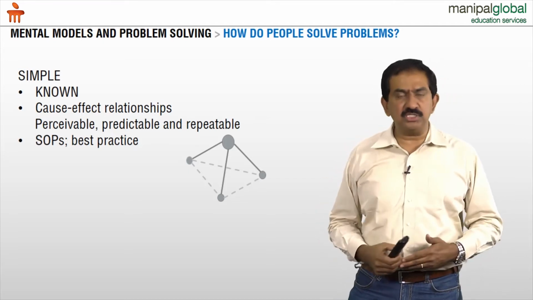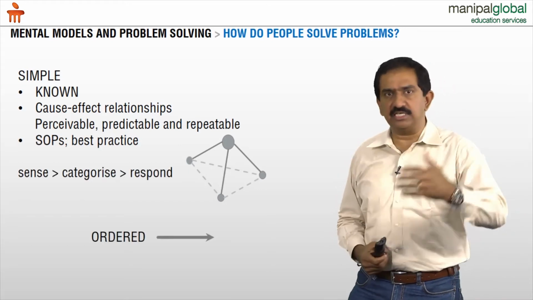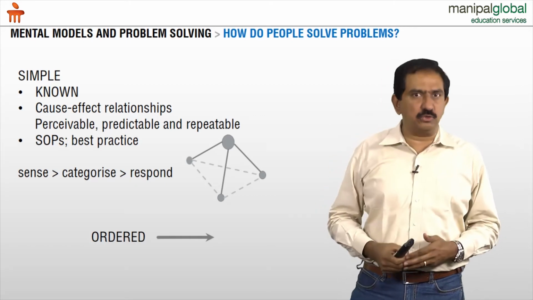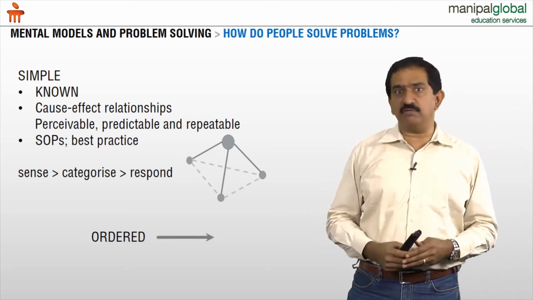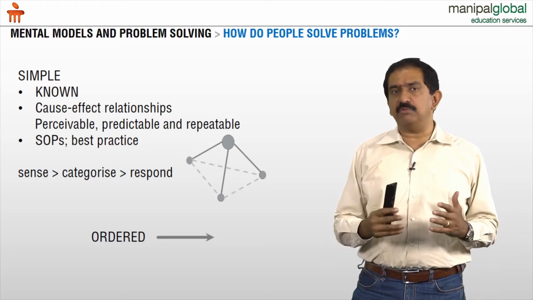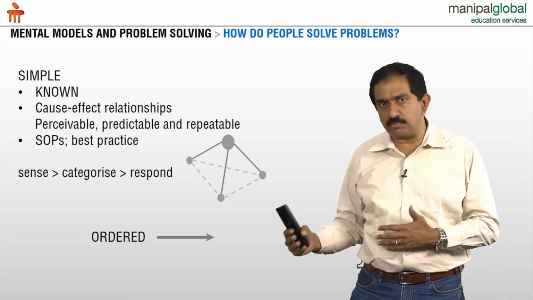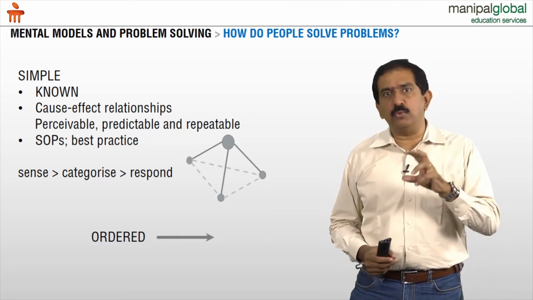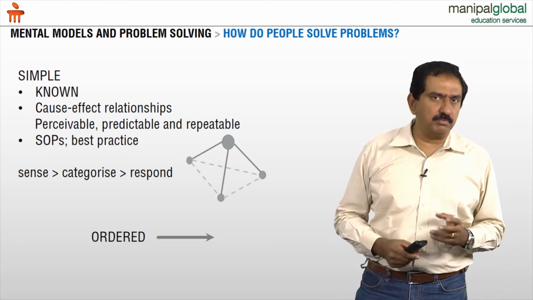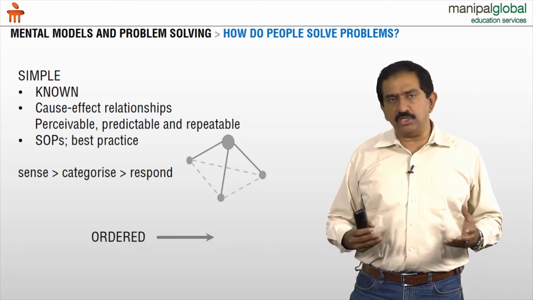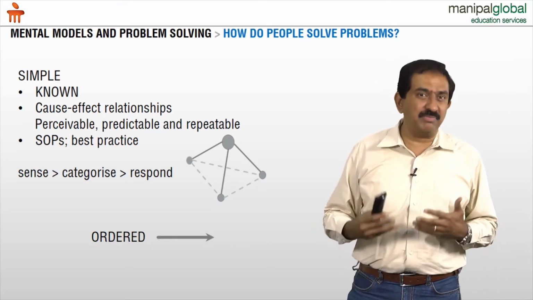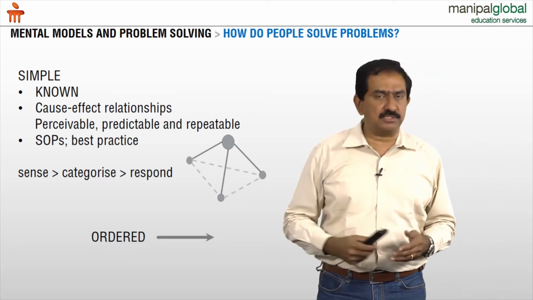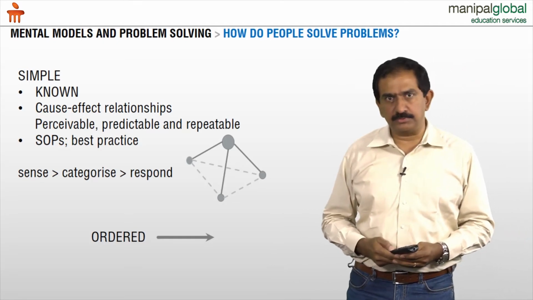In simple situations, you sense the world, in this case the car, you categorize it mentally, internally within yourself and you say, hey, I've got an impediment in front of me, if there is an impediment I must slow down, and that is the response. So sensing, categorizing and responding are the ways you would solve simple problems. Standard operating procedures is what makes this happen in an organization. You also share best practices to solve simple problems.